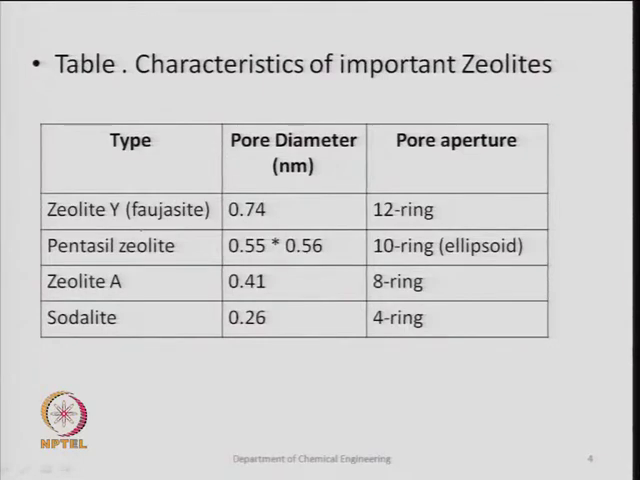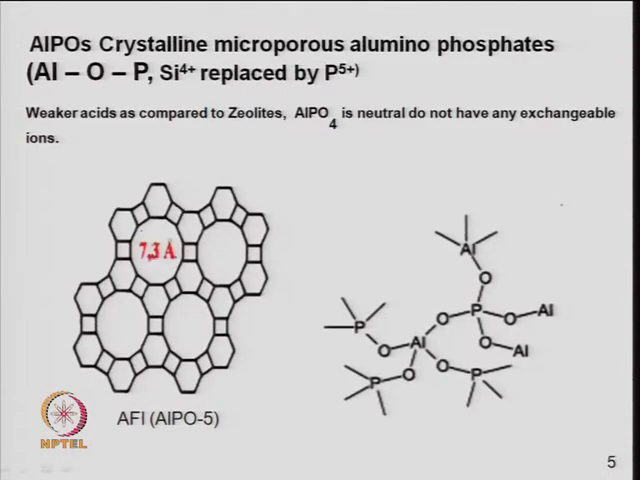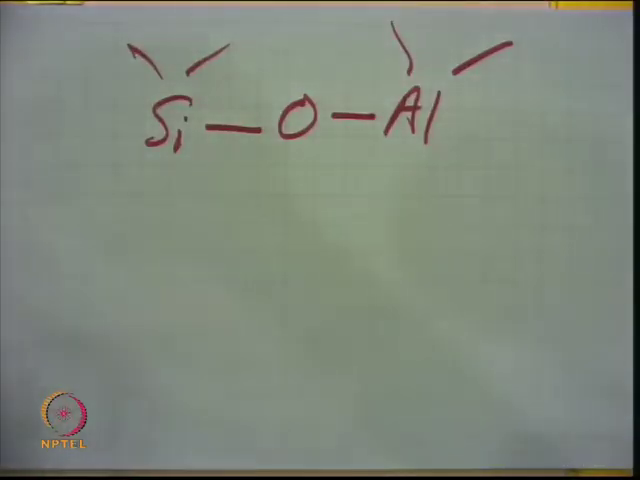Zeolite A has a pore diameter of 0.41 nanometer, 4.1 angstrom, with 8 rings in the cage structure. Sodalite cage has a pore diameter of 0.26, so it comes in the category of microporous material, with 4 rings. As I said, silicon, aluminum and oxygen are in the ring, so Si-O-Al, and the structure builds like this, with oxygens connected to the framework.